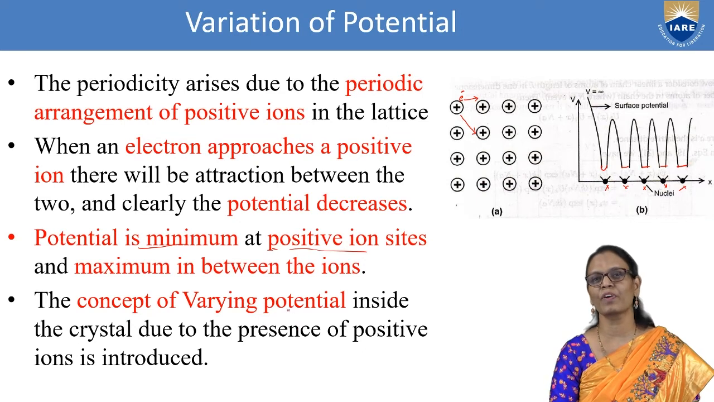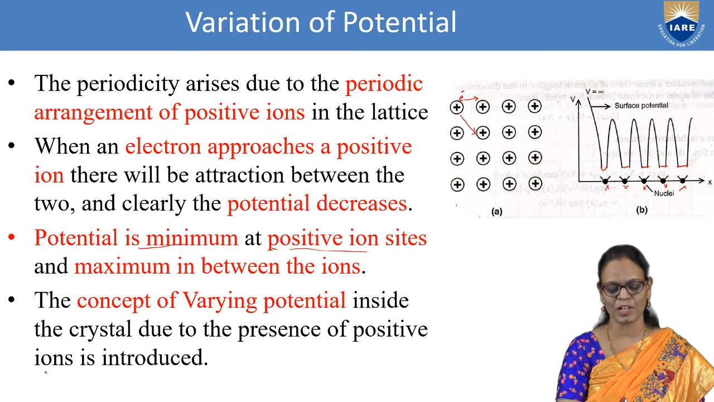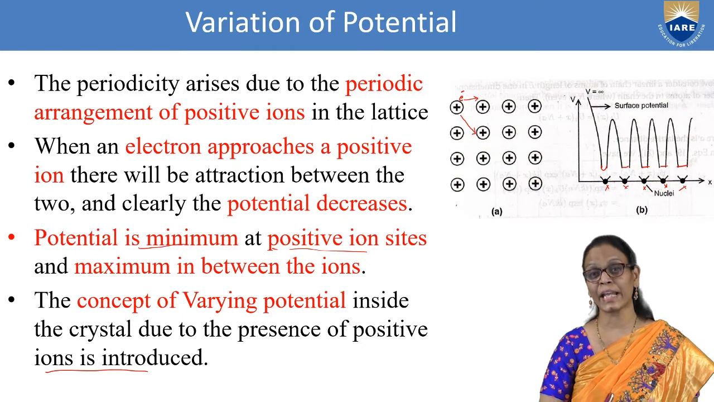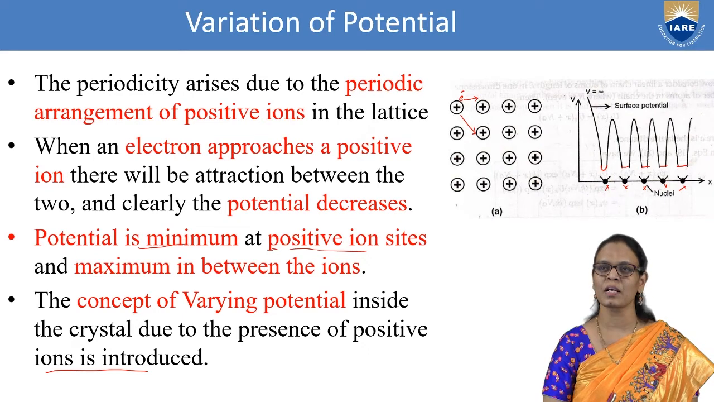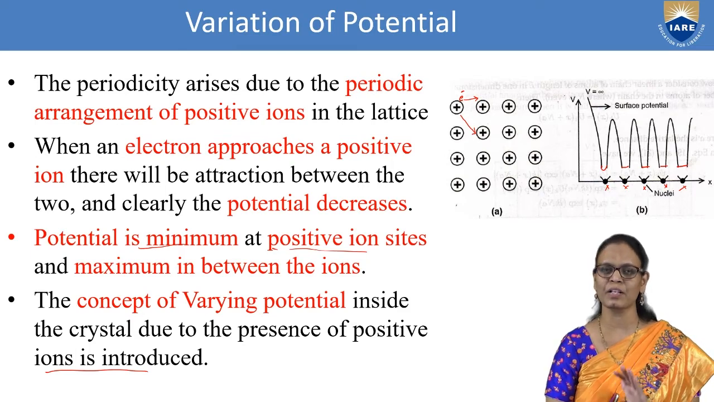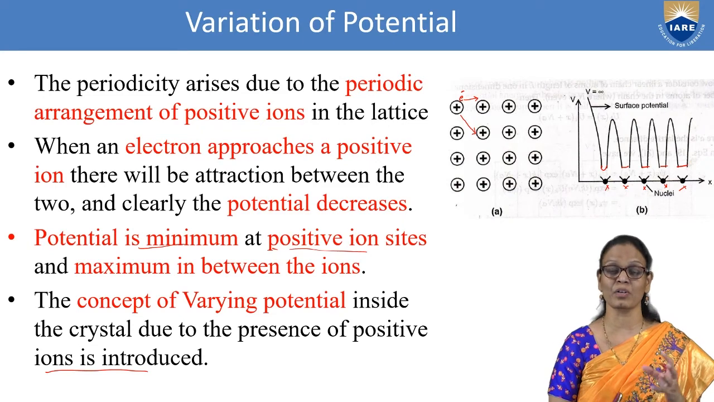So the concept of varying potential inside the crystal due to the presence of positive ions is introduced. The radical change we are going to see is that before, we were considering that the electrons were moving in constant potential inside the crystal, but now they are considered to be moving in varying potential. And this varying potential is due to the interaction or the attraction between the positive ion cores and the electrons. And because of this attraction, the potential reduces.